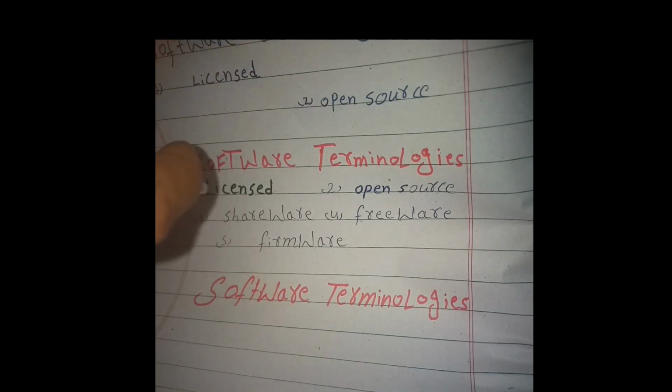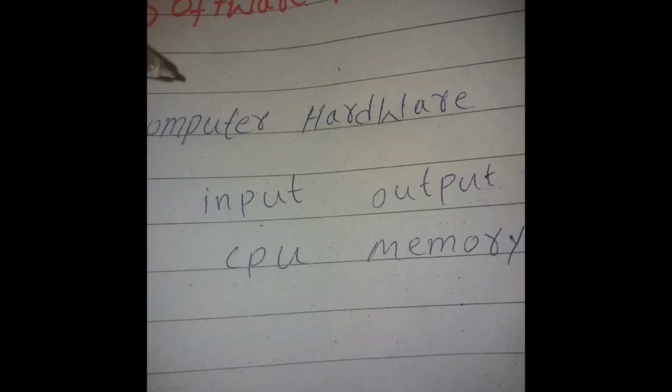This is the software terminologies. Next, computer hardware. What is computer hardware? Hardware is the physical components that make up a computer system. They include all electrical and mechanical devices attached to the computer for the purpose of input, processing, storage and output operations.